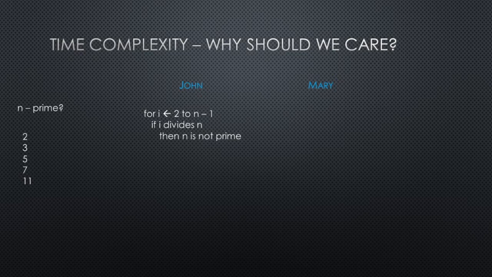Mary, however, is intelligent enough to realize that she does not have to check all the way to n minus 1. If she cannot find an i up to the square root of n that divides n, she can be sure the number is prime. So she says, for i starting with 2 to the square root of n, if there is any such i that divides n, then n is not prime.